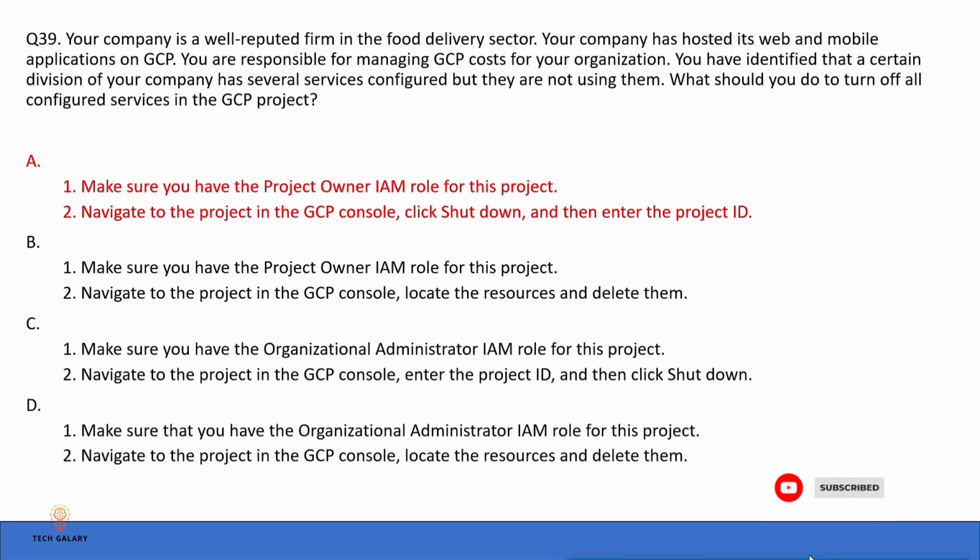Make sure that you have the organizational administrator IAM role for this project. Navigate to the project in the GCP console, locate the resources and delete them. This option is similar to option B. There is no need for an organization admin role for this. In the question, the main objective is to turn off configured services rather than permanently removing them. And this option suggests to delete the resources, but in the question they just want to turn off the services. So option A is the best solution for this scenario.